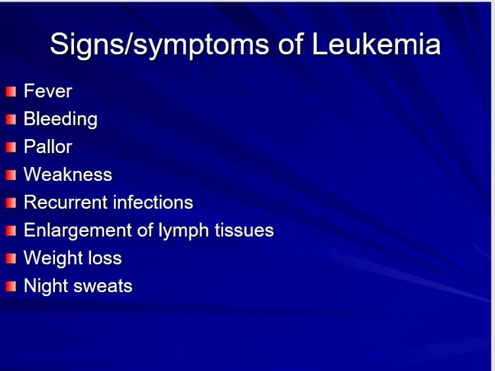Some of the signs or symptoms with leukemia may include fever, bleeding, paleness, weakness, recurrent infections, enlargement of your lymph tissues. If you're feeling someone's lymph nodes, you may feel some hardness to them, weight loss without trying, night sweats.